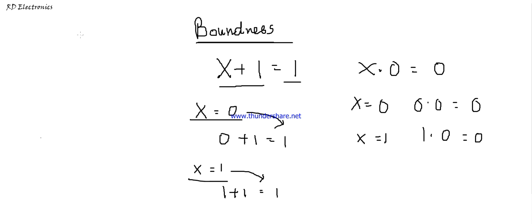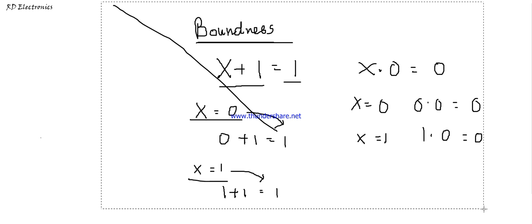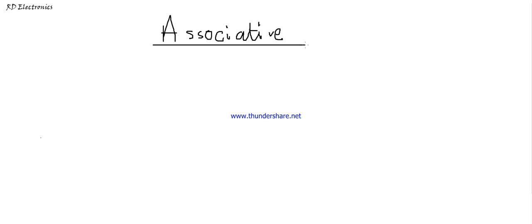The next theorem is known as the Associative Theorem. What is the Associative Theorem? The spelling is A-S-S-O, associative theorem. So what is the theorem? The theorem says that there are two forms. One is the logical AND operation, one is the logical OR operation.